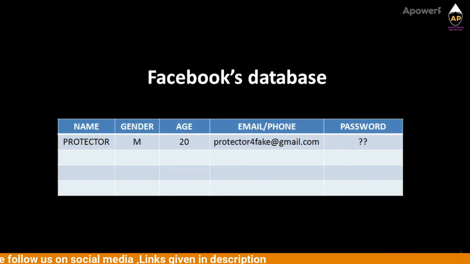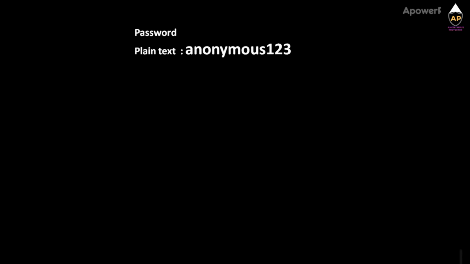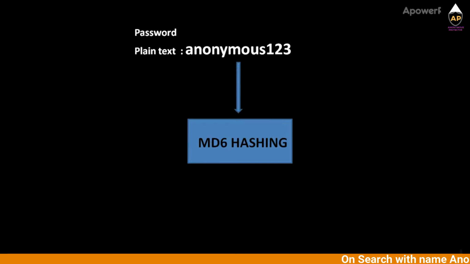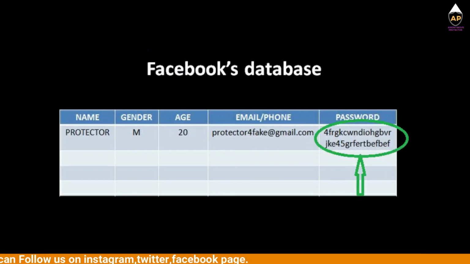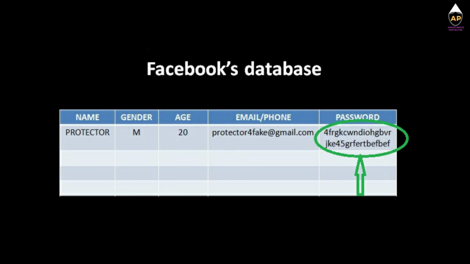Then what about the password? As I told you, a password will never be saved as plain text in any database. So this plain text password is given as input to the hashing algorithm, and the output given by the hashing algorithm is an encrypted form, which appears to be random but is not. This encrypted password is saved in the Facebook database, which means the password you enter will never be saved on the Facebook database as plain text. Instead, only the encrypted or hashed password is saved.